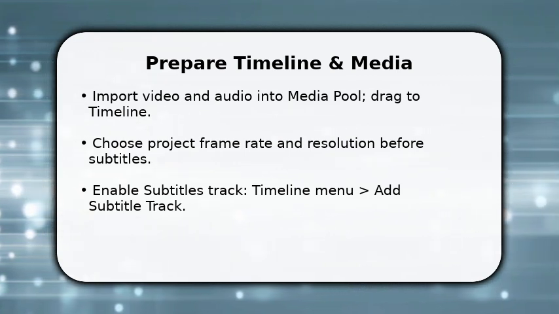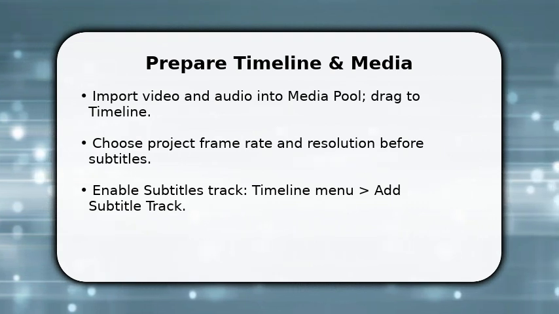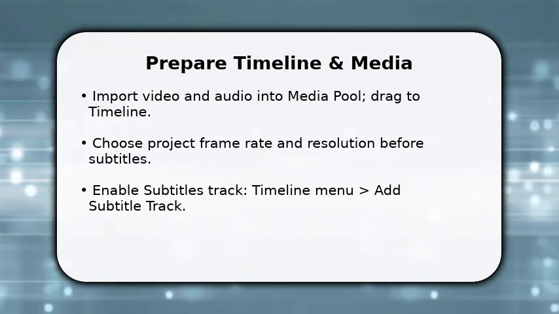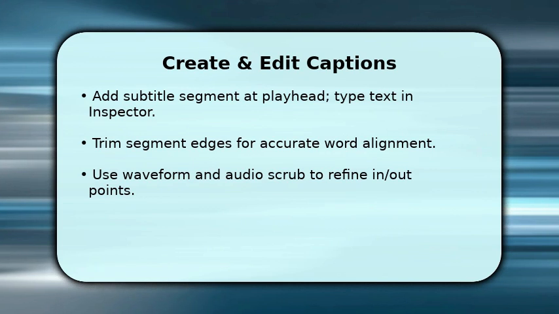Once the subtitle track exists, select it and position the playhead at the first spoken word to begin inserting your first caption segment. With the playhead at a speech start, add a subtitle segment and type the text into the inspector. This is where you control language, style, and timing.